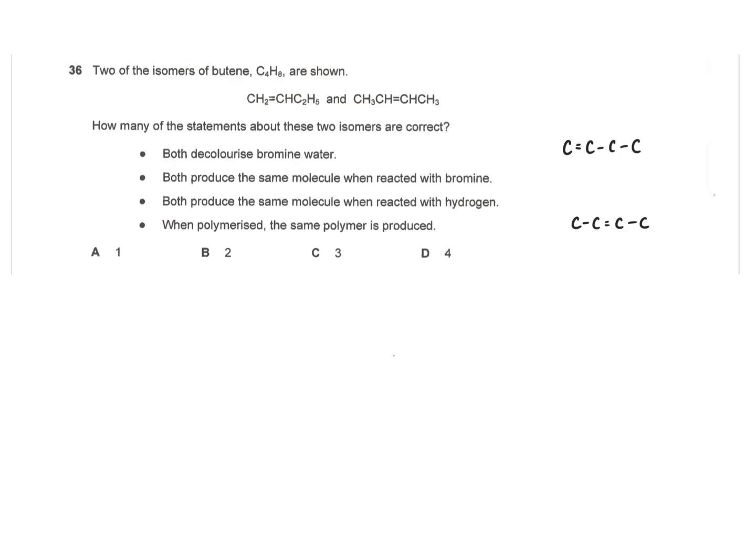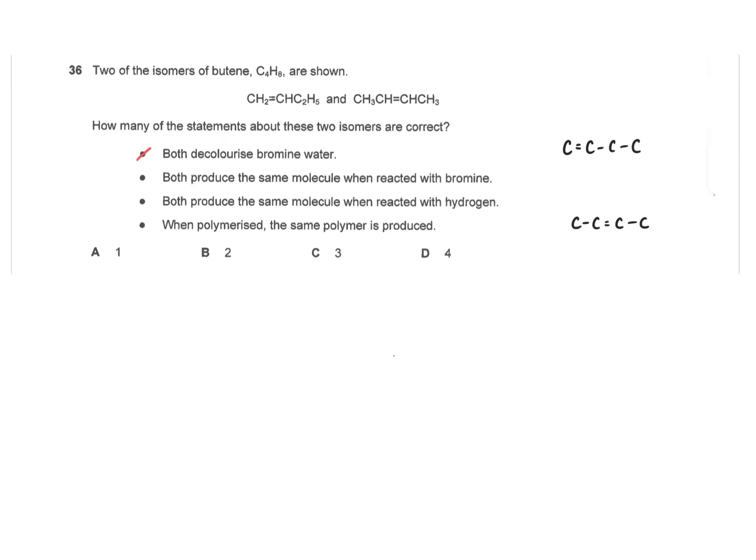Question 36 is an organic chemistry question. We are given two isomers of butene and a series of statements. So let us take a look at whether the statements are correct. The first statement, both decolorize bromine water. This is correct. As long as the molecule contains a carbon-carbon double bond, regardless of the position of the carbon-carbon double bond, it's going to react with bromine and decolorize bromine.